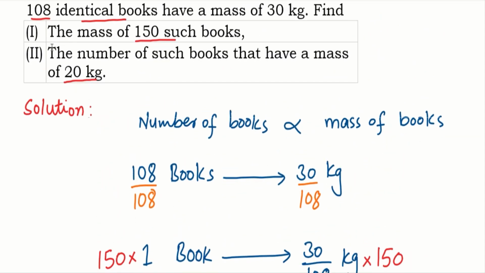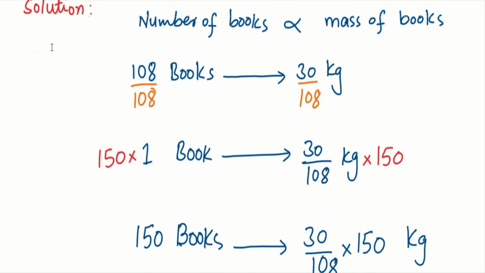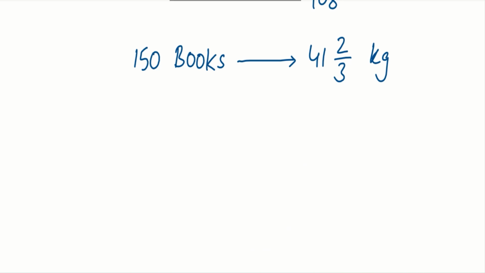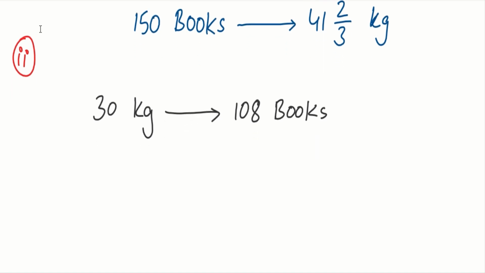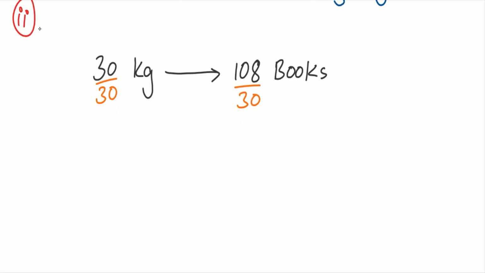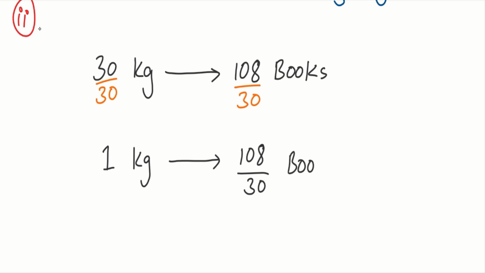So moving on to part number 2, the number of such books that have a mass of 20 kg. Now we will be writing the expression again, but now we want to convert 30 kg into 20 kg. So let's do that. Again write the same information that is given to us in this question. So 30 kg is the mass of 108 such books. Now keep in mind that we want to change this 30 into 20. So before changing into 20, we will change this number into 1 by dividing both sides with 30. So 30 over 30 gives us 1 kg, and 1 kg is the mass of 108 divided by 30 books.